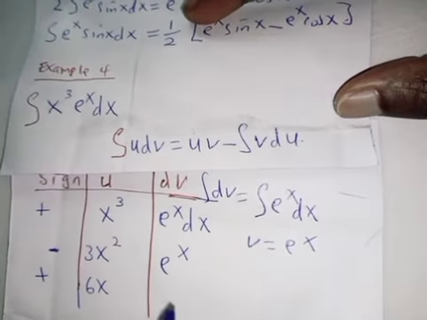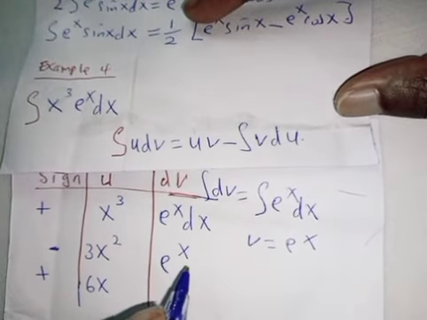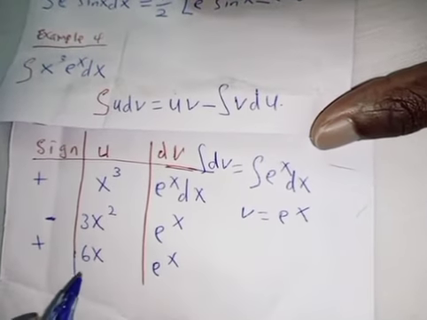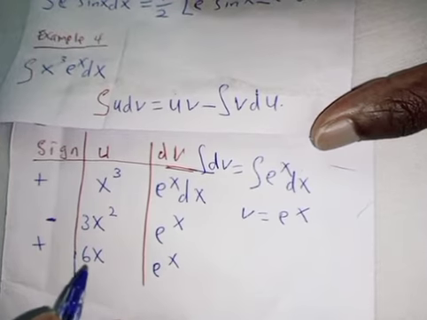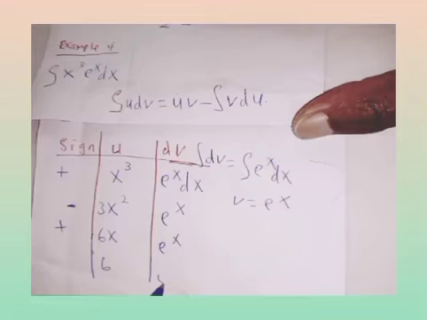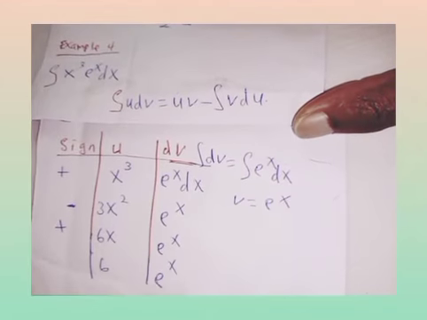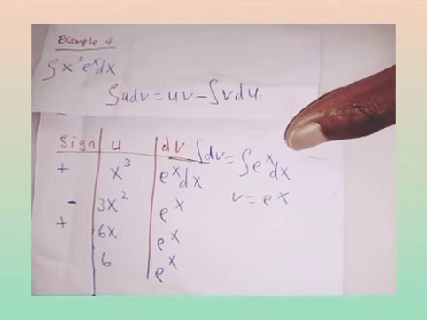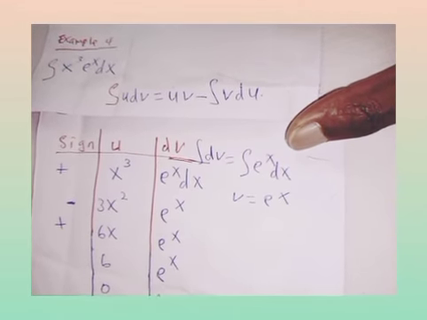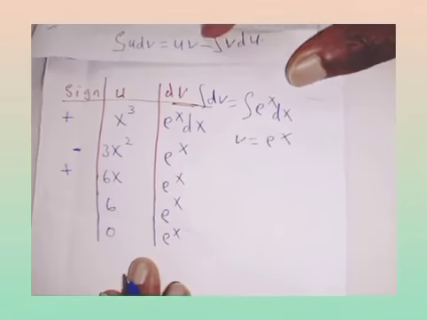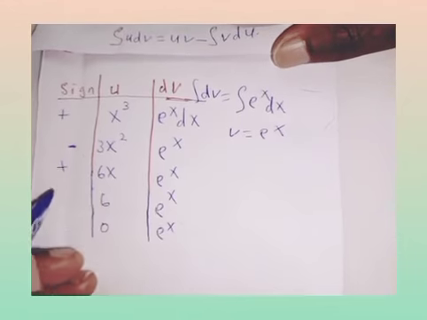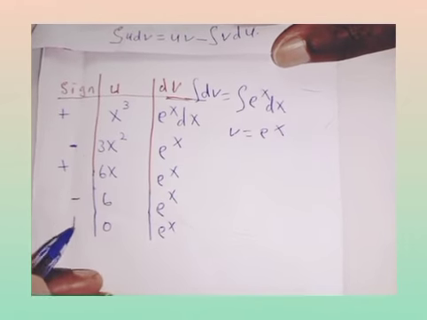Next, you integrate exponential x, which will give you exponential x. The third derivative: you differentiate 6x. The result will be 6. Then exponential x, which will give you exponential x. You continue until you obtain 0. So 0. The next one is exponential x. And you remember now to alternate your signs. So you have plus, minus, plus, minus, plus.